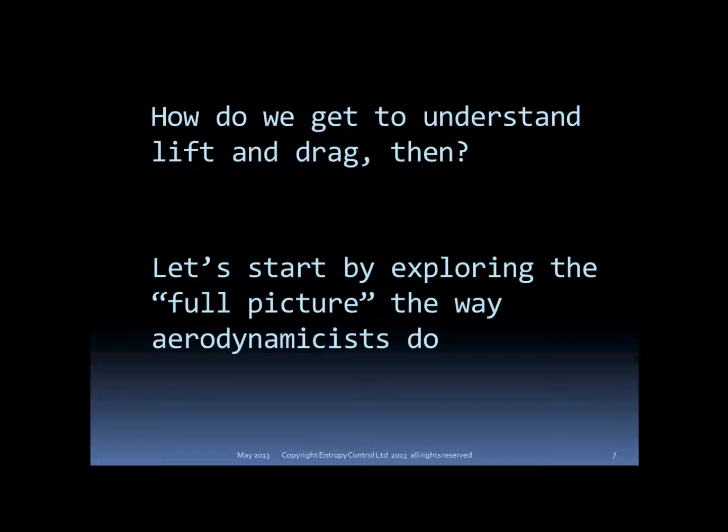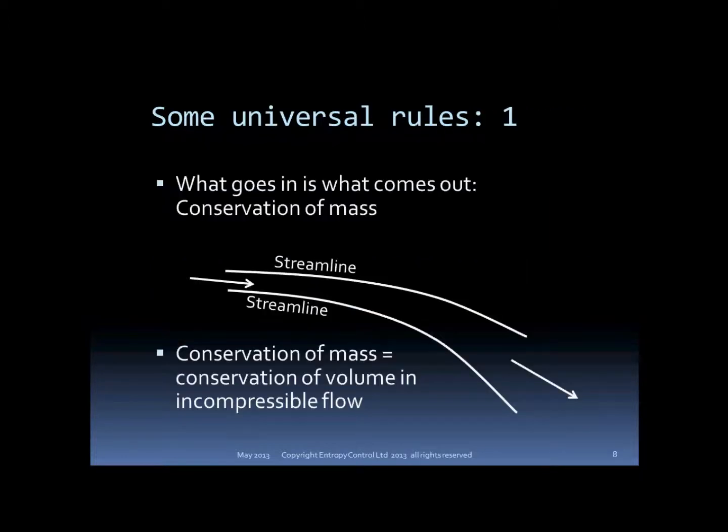Let's start by looking at the full picture from an engineering viewpoint. First, we need to get some basic principles understood. The first one is the conservation of matter. What goes in, comes out. Fairly intuitive. A streamline is defined as a line parallel to the flow at that point. You can think of it as the wall of a frictionless pipe.